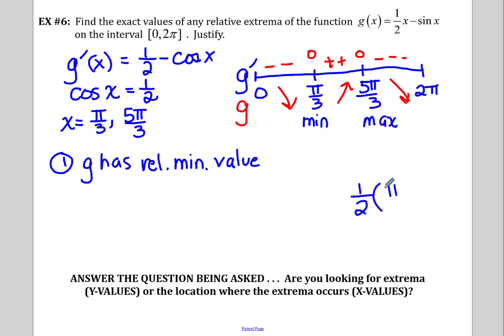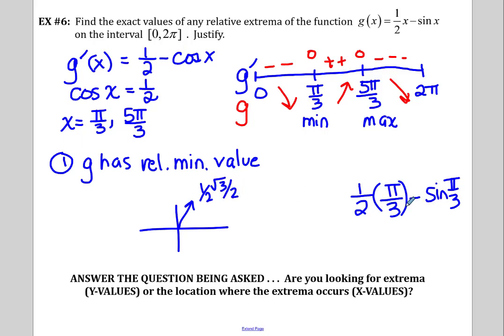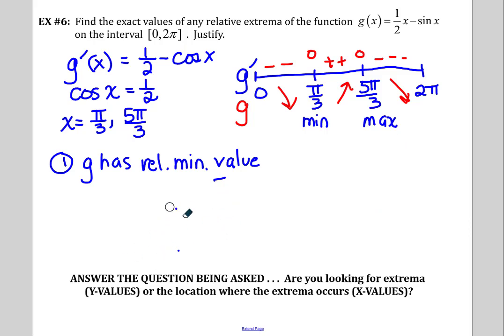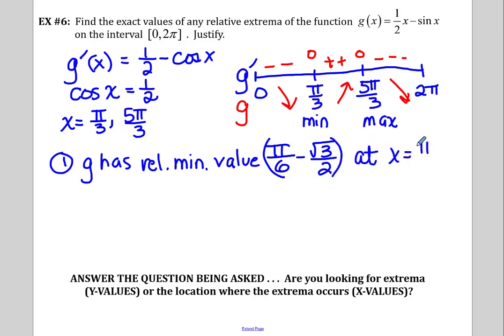At pi over 3, so we've got a relative minimum at pi over 3 and the sine of pi over 3. So think about the unit circle at pi over 3. That's short on x and tall on y. So pi over 6 minus root 3 over 2. Okay? Get rid of all that. So our relative minimum value is pi over 6 minus radical 3 over 2. That's one number. That's my y number. And that happens at pi over 3.